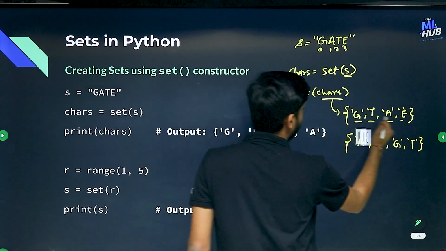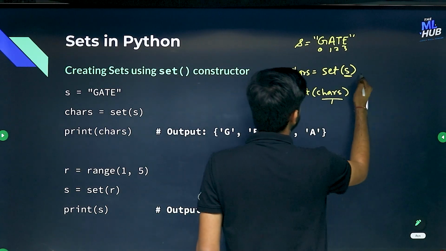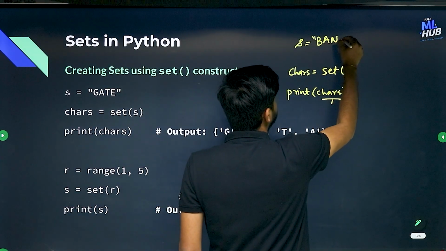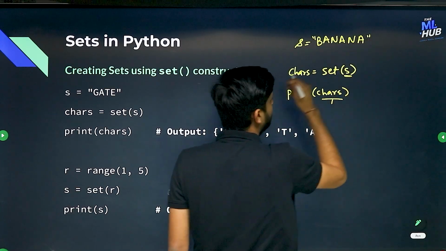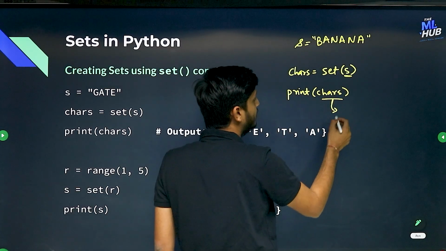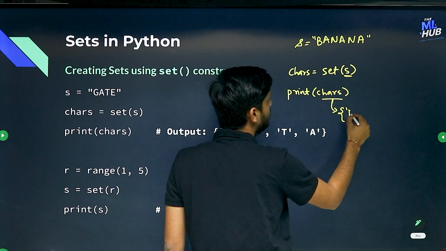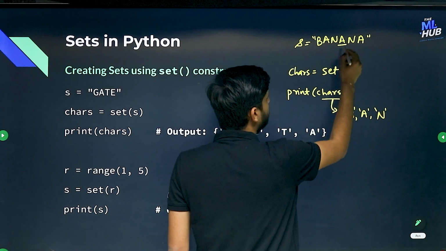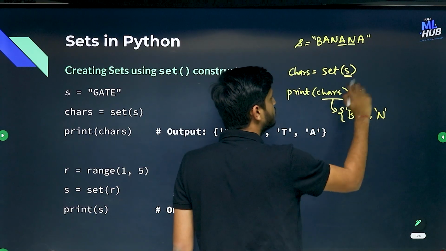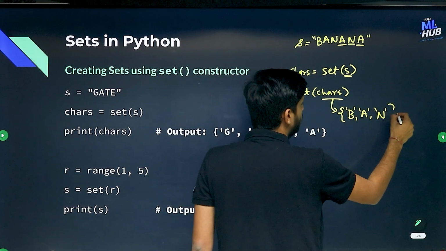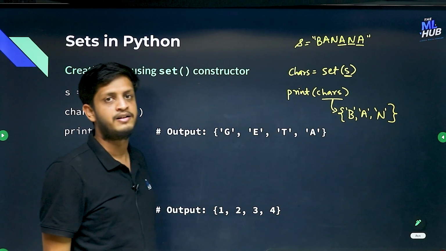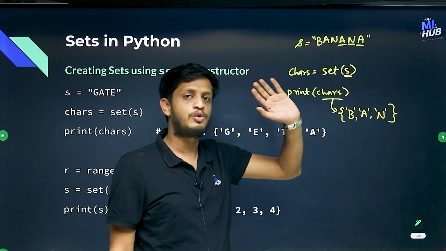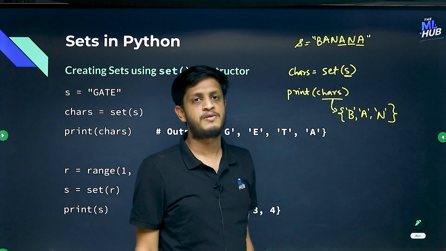But let's say you do it for a different string. Let's say if you create a set using some different string instead of gate, what if we have the string banana? And if you create a set out of it, now the chars set will contain only the elements B, A, N. Now A is already present, so it will be ignored. N is already present, so it will be ignored. A is already present, so it will be ignored. Only these three characters will be present inside the set. It can only contain unique elements. Since A and A were already there, the duplicates will be removed. Only unique elements will be present in the set.